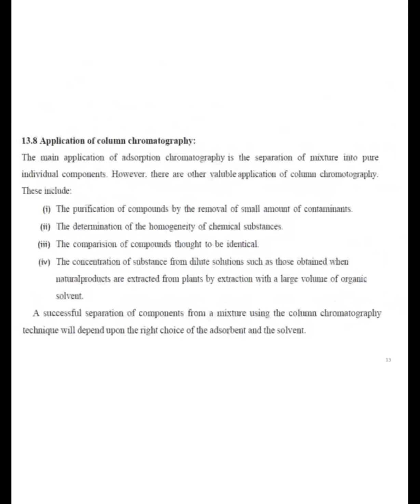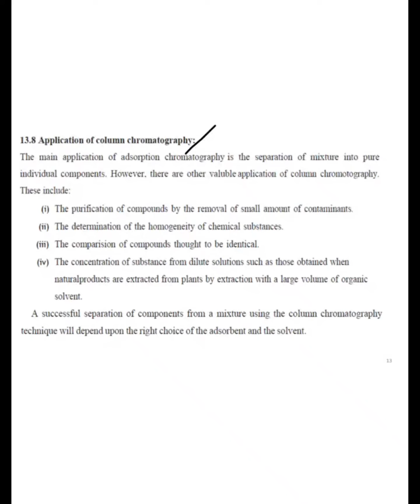And further, the applications of column chromatography. The main application of column chromatography is to separate the mixture into pure individual components. So this is the main aim of column chromatography. And further, it can be used for the purification of compounds by removal of small amounts of contamination.